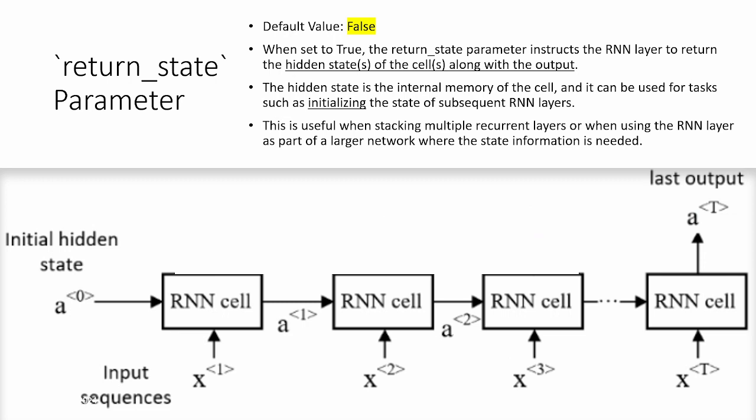Now, one more parameter that helps us with getting the final hidden state is called return state. By default, it is set to false, but you can set it to true if you want the final hidden state at the end of the time steps. This is useful for applications like text classification or sentiment analysis.